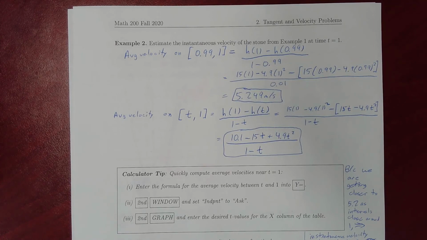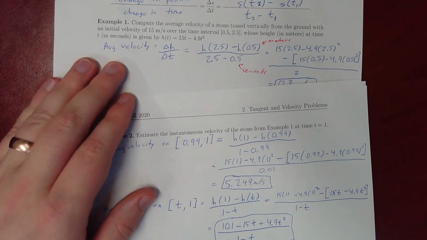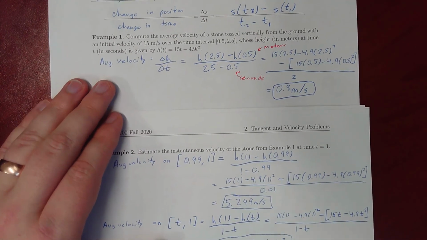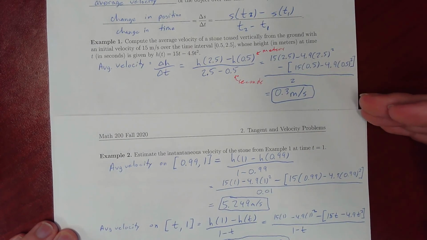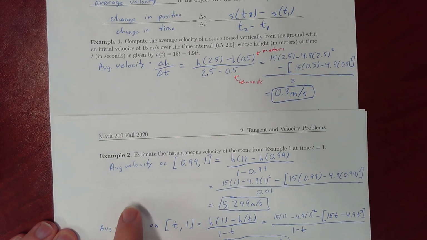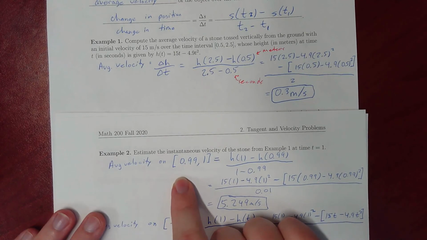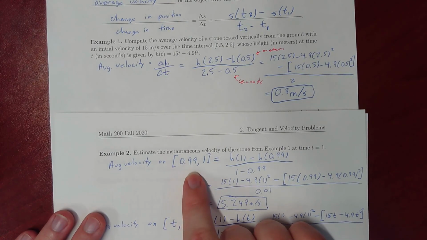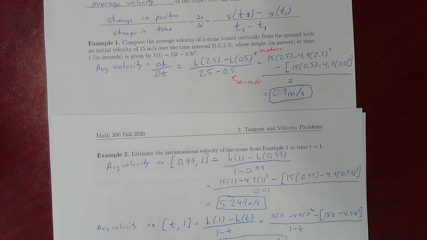Alright, so we've been looking at this example 2, and we want to estimate the instantaneous velocity from this example at time t equals 1. So what we're doing for this instantaneous velocity is trying to pick smaller and smaller intervals so that we can get as close to 1 as humanly possible. So we're going to start off by picking a point near 1, so 0.99 might be a good place to start, and try to find the average velocity there and see if we can make an educated guess.